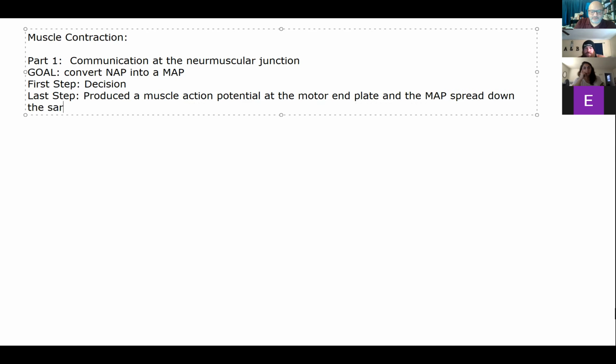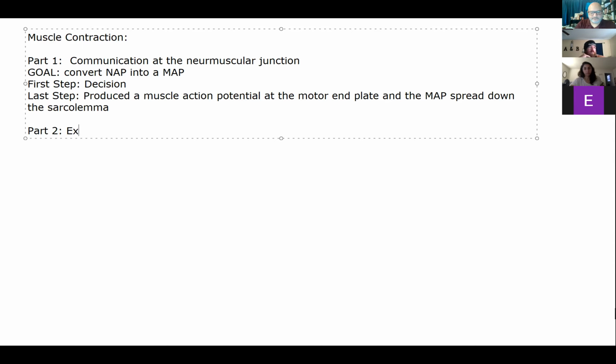The muscle action potential down the sarcolemma. Excellent, I like that. We produced a muscle action potential. I'm going to expand on what you said, but you're absolutely correct. We produced a muscle action potential at the motor end plate, and the muscle action potential spread down the sarcolemma. And make a point of emphasizing that, because now that we've done part 1, we need to move on to part 2. And what is part 2 of our muscle contraction process?